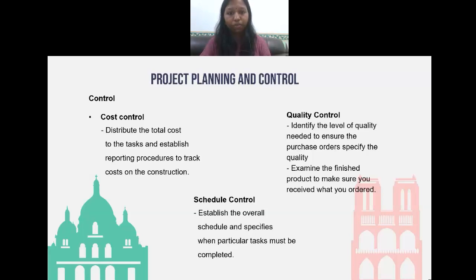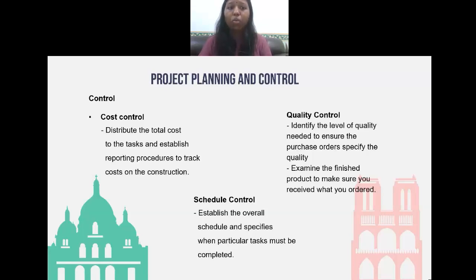Control, monitoring and control. Control can be in many ways. The most important is cost control because it involves money. It is necessary to keep a record of monitoring expenditure, such as to minimize the cost, distribute the total cost to the tasks, and establish reporting procedures to track cost.